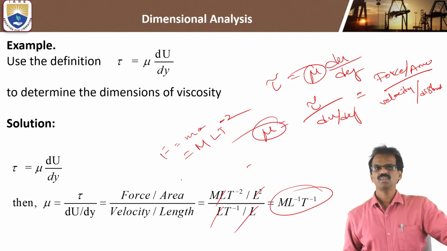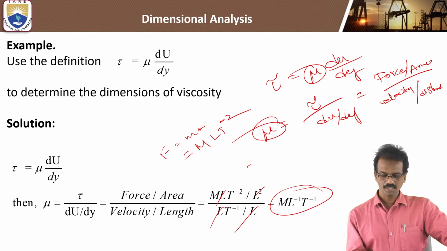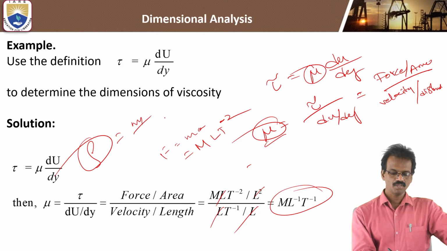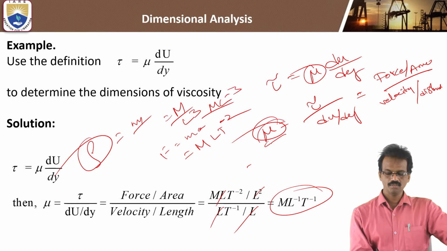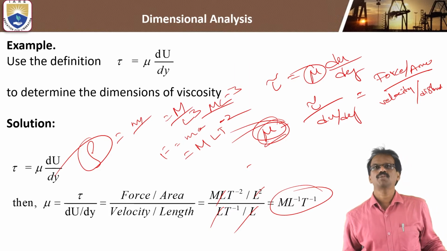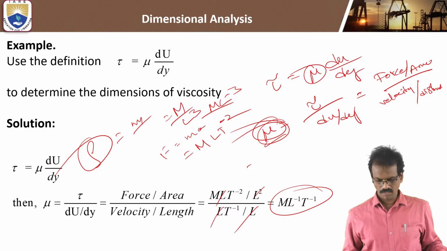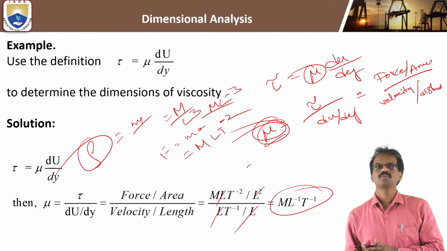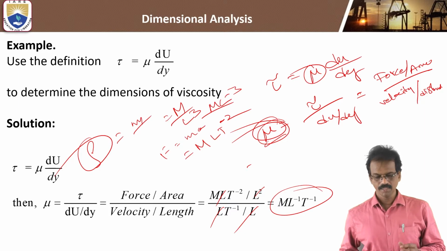Then you can find out the kinematic viscosity with the help of the dynamic viscosity, because density, you know that, is mass upon volume. So mass is M, volume is L cube. So M by L cube. By using the density and dynamic viscosity, you can find out the kinematic viscosity formulas. So in this way we can convert all the formulas, or we can write the dimensionless values for all the physical quantities.